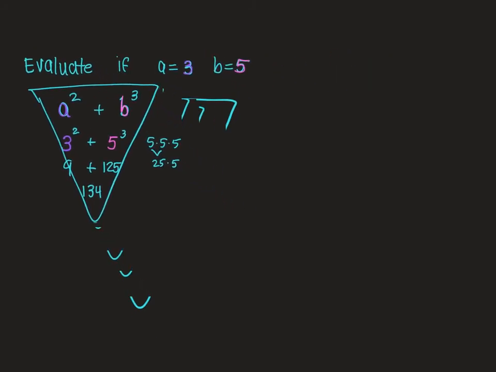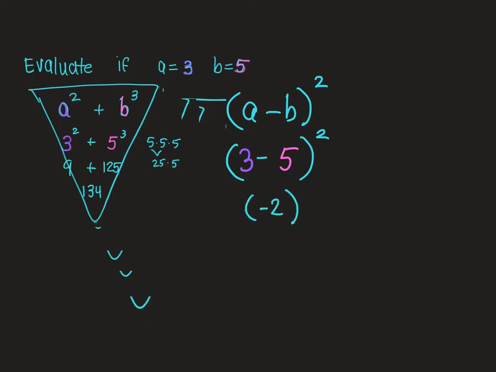This time, the question is going to be A minus B inside of parentheses squared. Remember, A is still 3, B is still 5. So when I rewrite this, I'm going to say 3 minus 5, and that answer gets squared. Well, 3 minus 5 is negative 2. Negative 2 squared really means negative 2 times negative 2, positive 4.